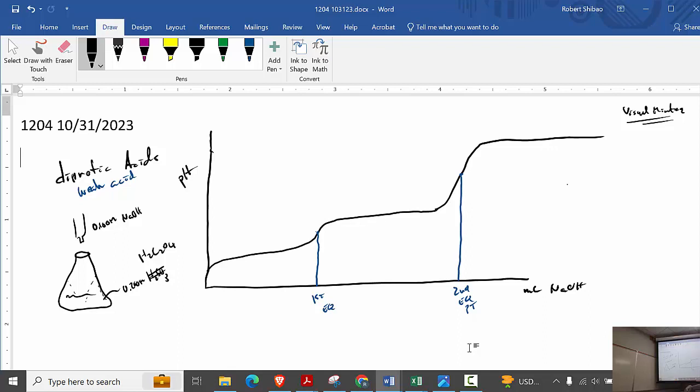And so if we do, let's do a 25 milliliter aliquot. Aliquot is just a portion of the solution here, a 25 milliliter aliquot or 25 milliliter portion.